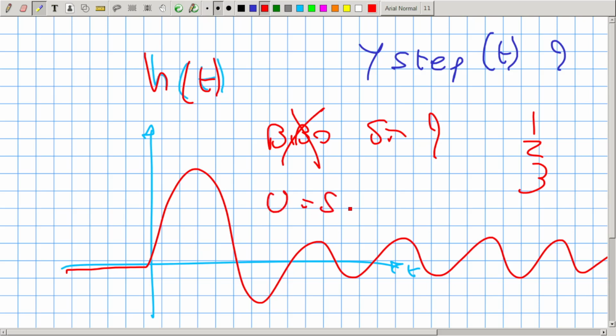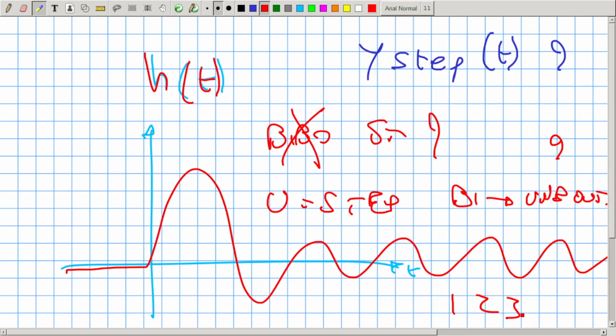Is u equal to step, for this case, a bounded input that leads to an unbounded output? Yes, no, I do not know. This is not a BIBO stable system. But I give a step and I look at the step response. Is the step response going to diverge? Yes, no, I do not know. Discuss.